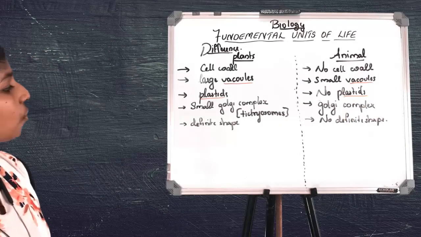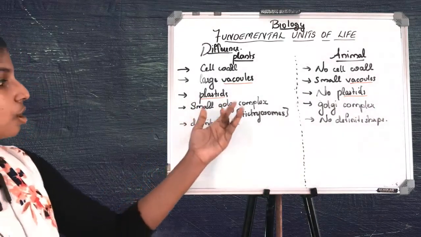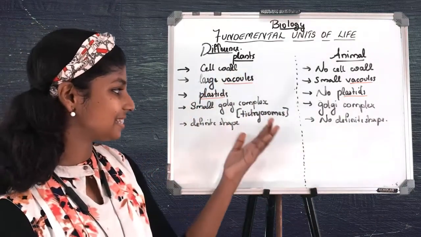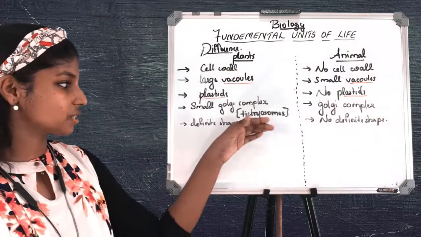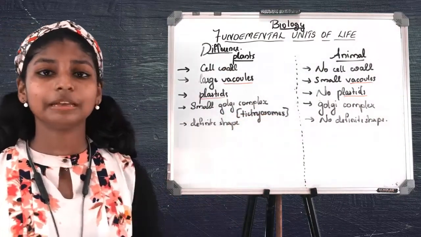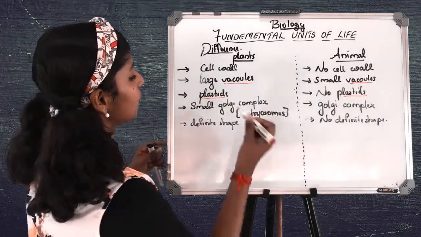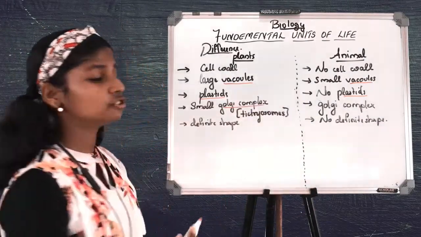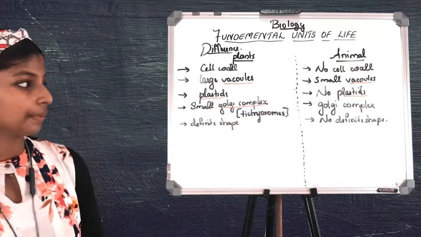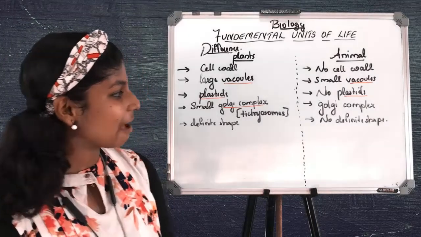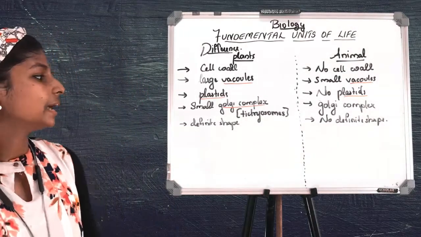Now, moving on to the fourth one, plant cells have small Golgi complexes known as dictyosomes. What do you mean by Golgi complexes? They are the organelles present in the cell. And animals have larger Golgi complexes, also known as the Golgi apparatus.